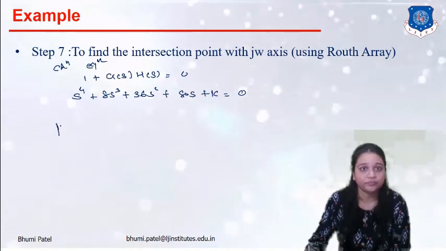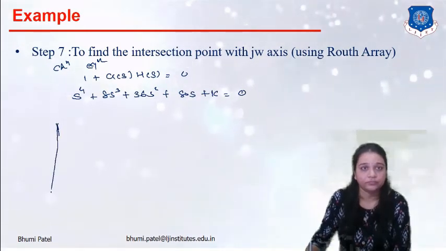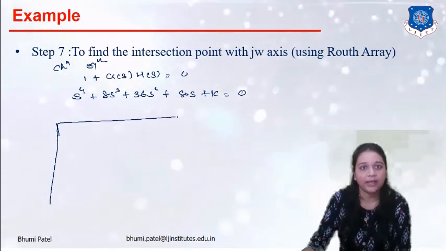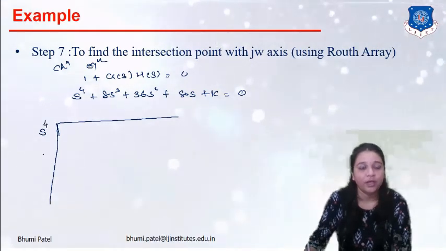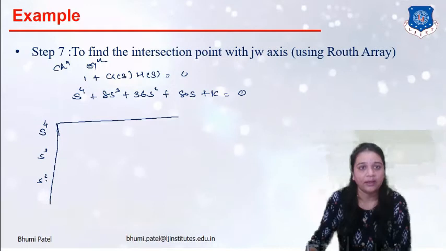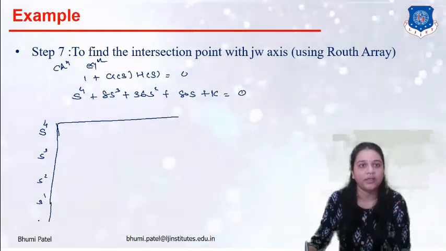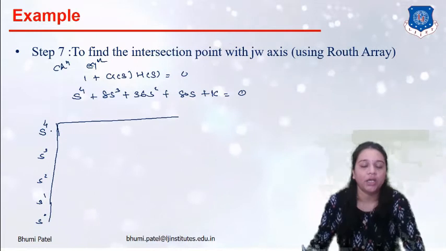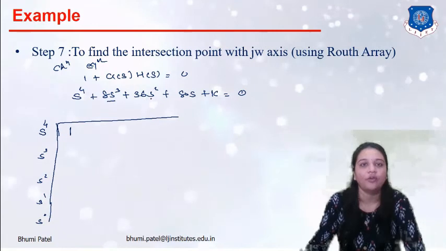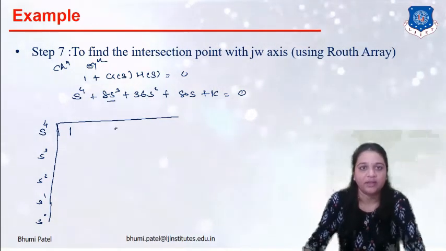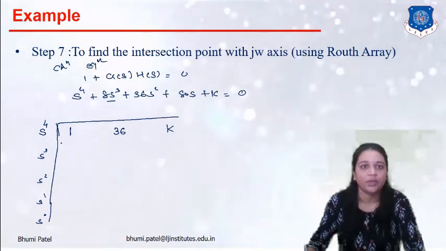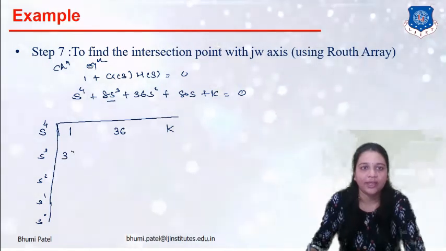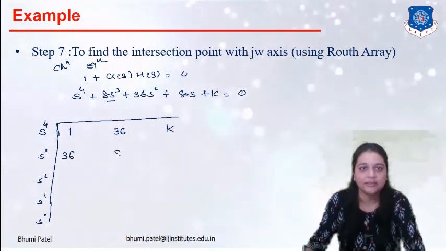So for that we have to apply the Routh array table, starting with the maximum power of s, it is s raised to 4. Now s cube, s square, s raised to 1 and ending with s raised to 0. Now put here the coefficient of s raised to 4, it is 1. Now skip the term and put the coefficient of s squared, it is 36, and then s raised to 0, it is k. Now here put the coefficient of s cubed, that is 8, and s is 80.